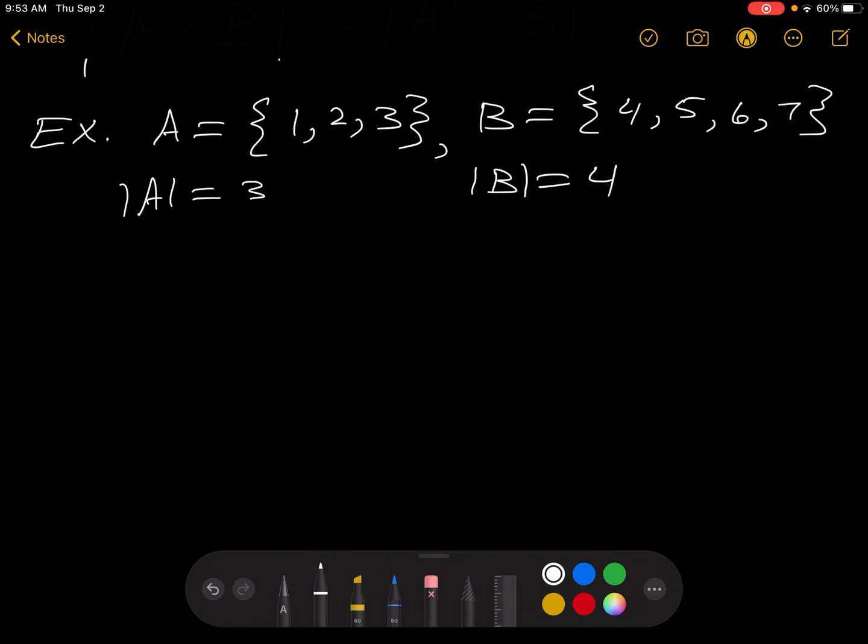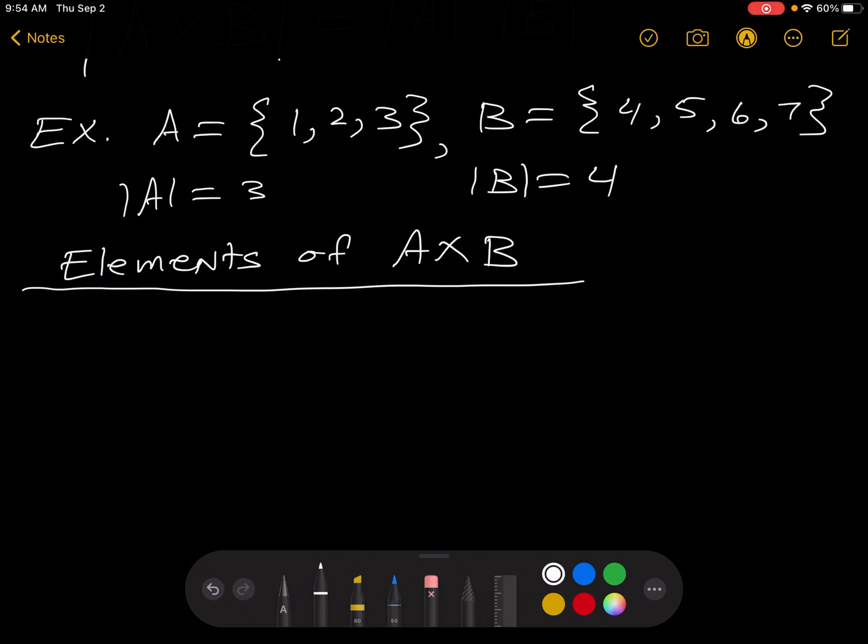All right, so now I'm going to write out the elements of A cross B. Now I'm not going to put these in a set. I'm not going to have the set brackets on the ends because I'm not saying the set A cross B. I'm saying the elements of A cross B. So let's write these out. So you would have 1 with 4, 1 with 5, 1 with 6, and 1 with 7.